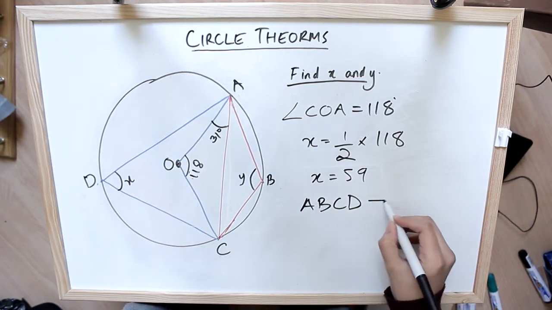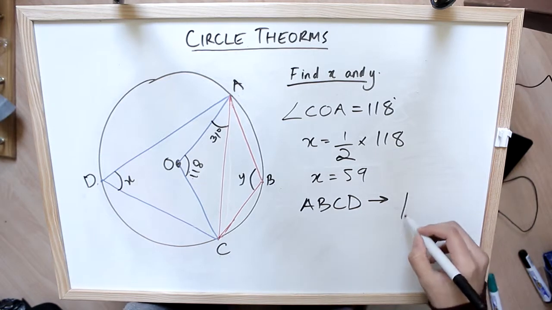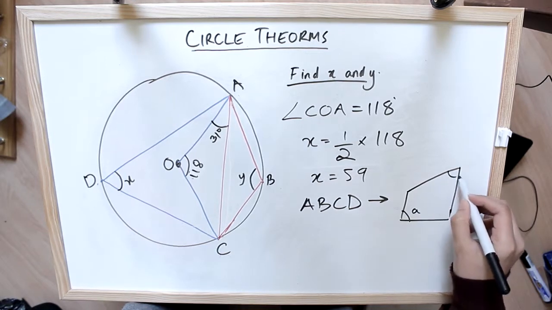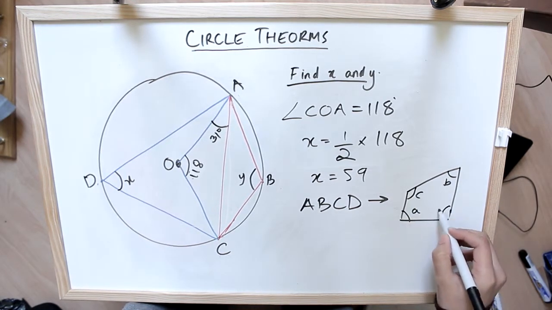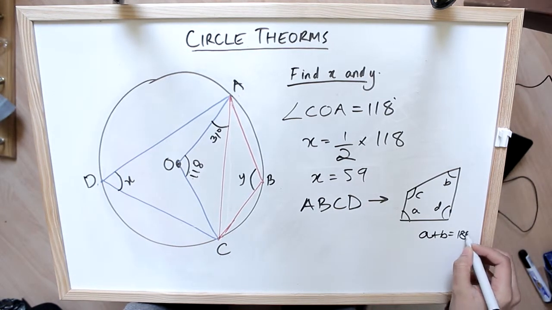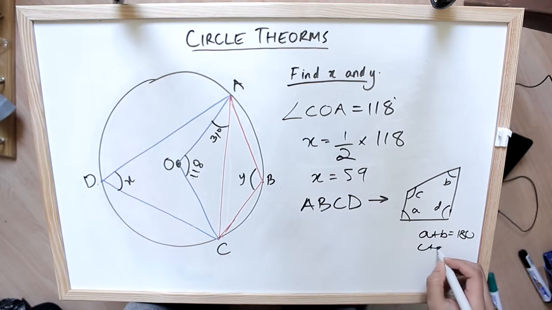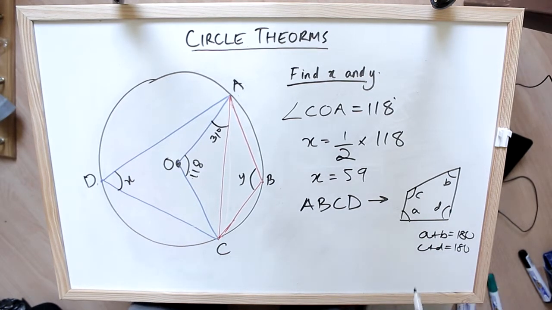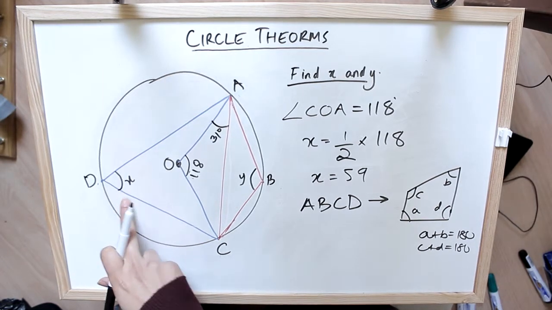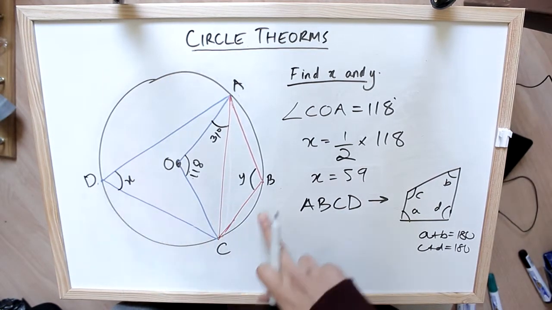So the rule that we get for quadrilaterals, let me draw any quadrilateral. We know that opposite angles, A, B, C, and D, add up to 180. So A plus B equals 180. C and D also equal 180. This is the quadrilateral rule, which I'm sure you must have come across, and we can also implement this into circle theorems. Now that we know that opposite angles add up to 180, we can see that x and y are opposite angles of this quadrilateral.